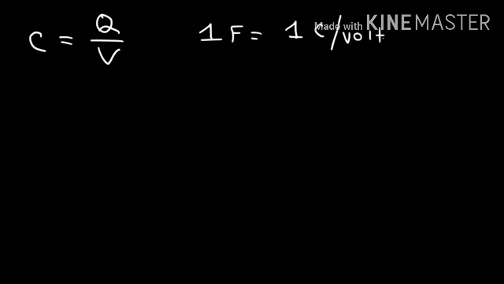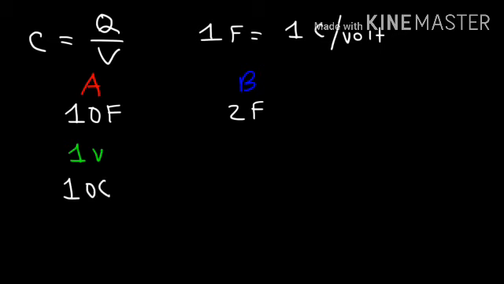So let's say we have two capacitors. One has a capacitance of 10 farads, and the other one has a capacitance of 2 farads. Let's call the first one capacitor A, and the second one capacitor B. Now, if we charge up capacitor A to a voltage of, let's say, 1 volt, it can store 10 coulombs of charge. For capacitor B, if we charge it up to 1 volt, it can only store 2 coulombs of charge.